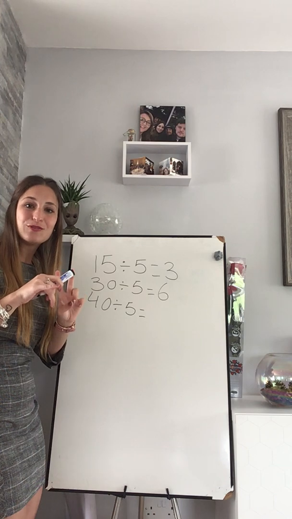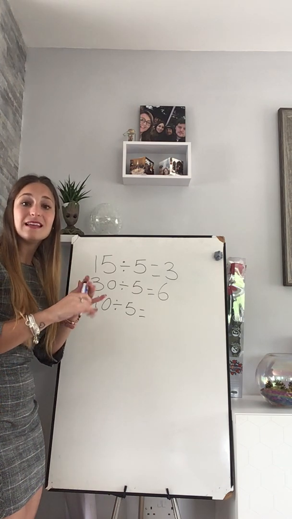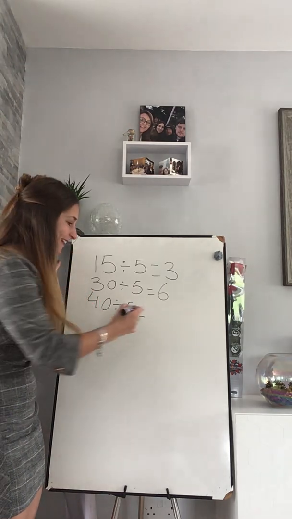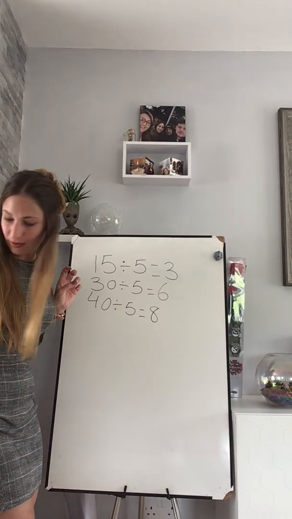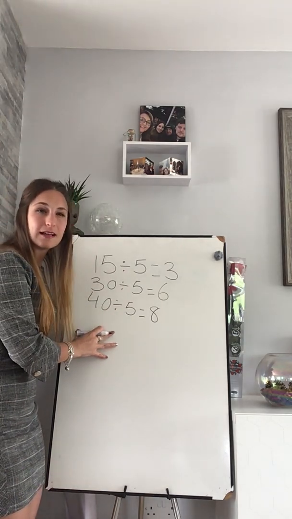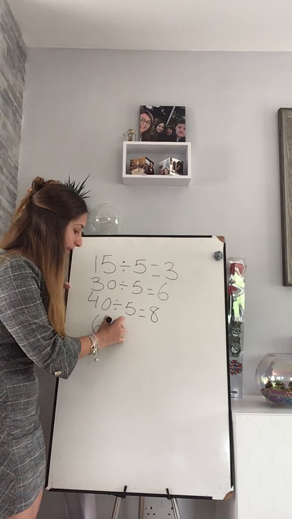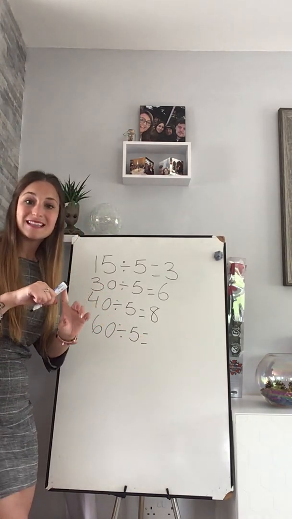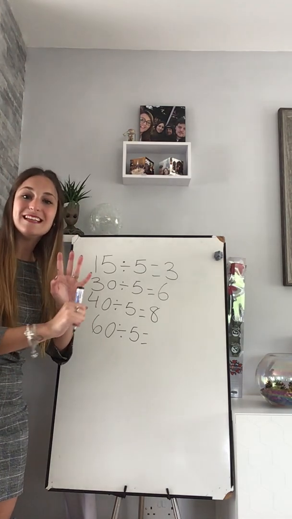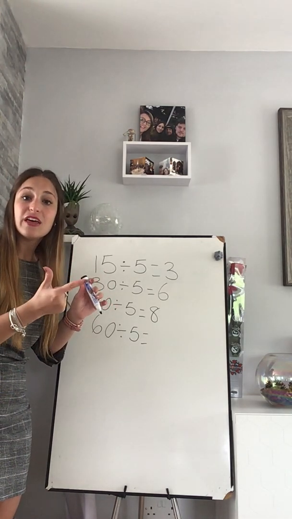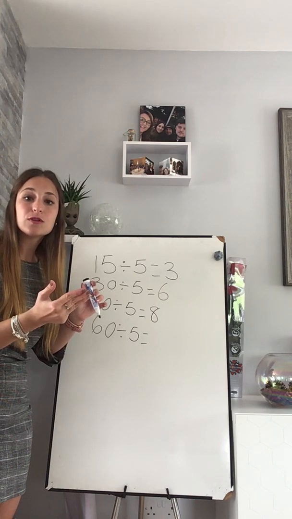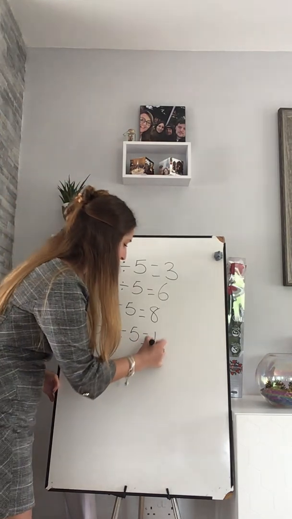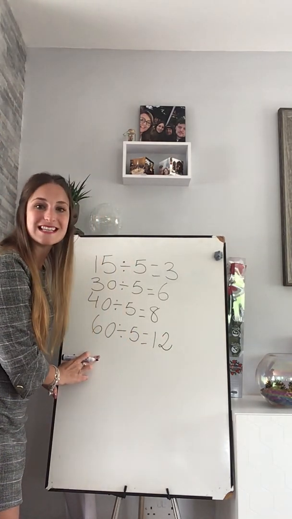Okay, you also had to do 40 divided by 5. 5, 10, 15, 20, 25, 30, 35, 40. 8. Sorry, I got distracted with the lid of my pen. It fell. Right, and the next one, you also had 60 divided by 5. 5, 10, 15, 20, 25, 30, 35, 40, 45, 50, 55, 60. 12. Well done. 12 times 5 is 60.